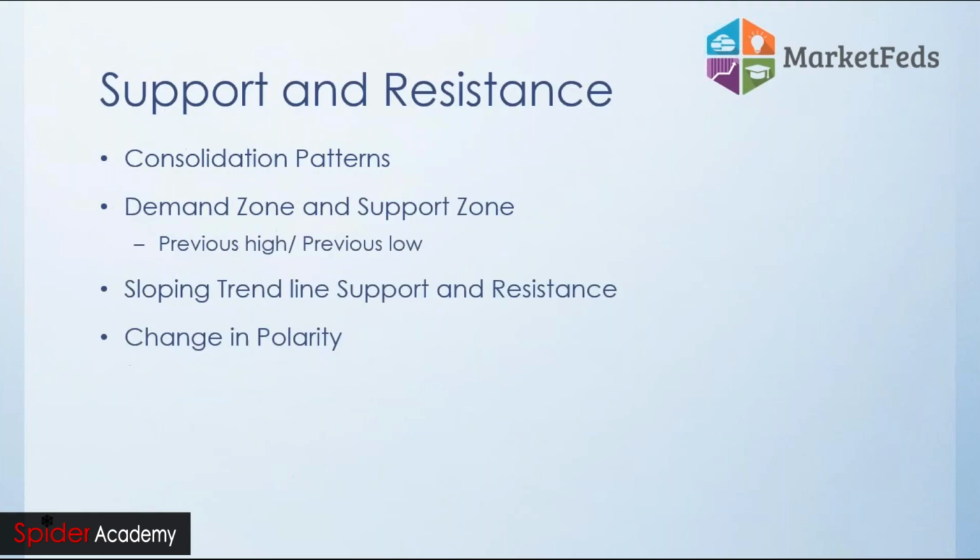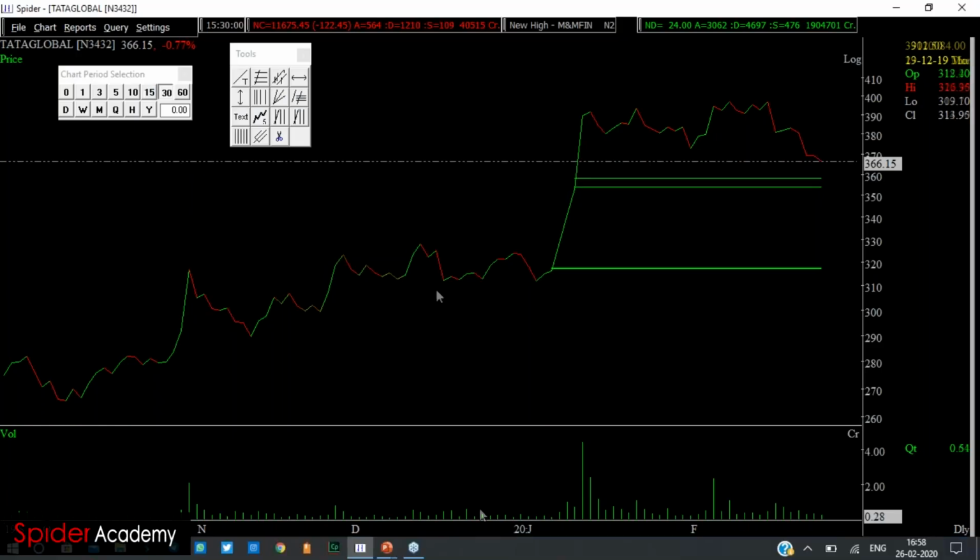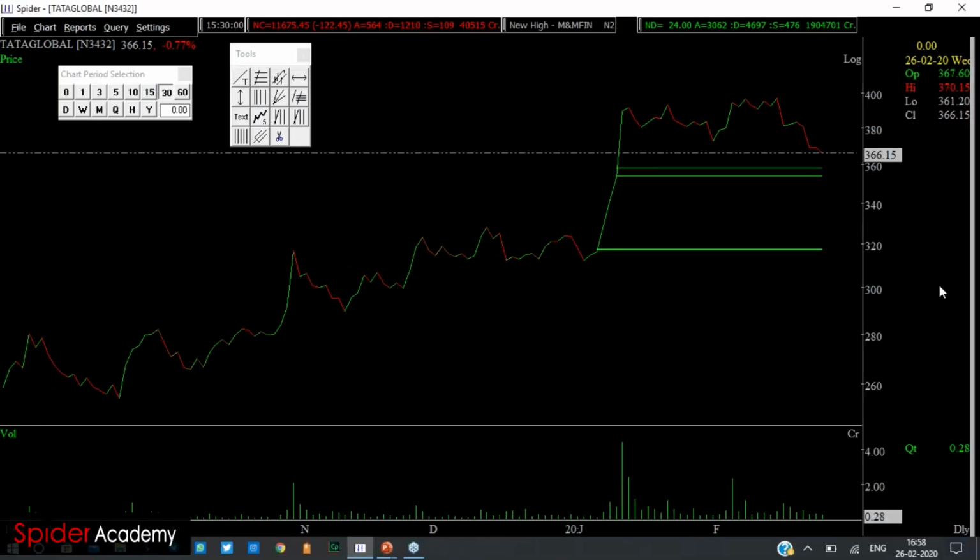Let's get into support and resistance zones. How do you find out these? Because most of the time, supports and resistances need not necessarily be on the upper side or the lower side in a sideways pattern. It can be upward, downward, anything. Now, how do you decide these demand and supply zones? Okay.